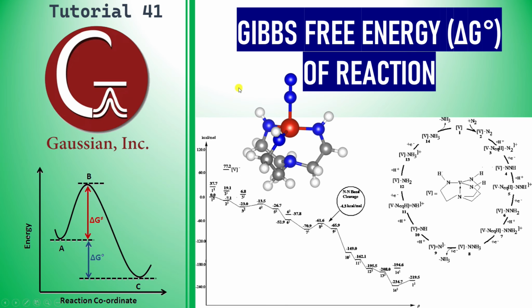Dear friends, this is my tutorial 41. In this tutorial I am going to teach you how to calculate Gibbs free energies of reaction using Gaussian computed energies. So this is the Gibbs free energy profile. This is the catalytic mechanism of nitrogen reduction with this HIPT ligand.